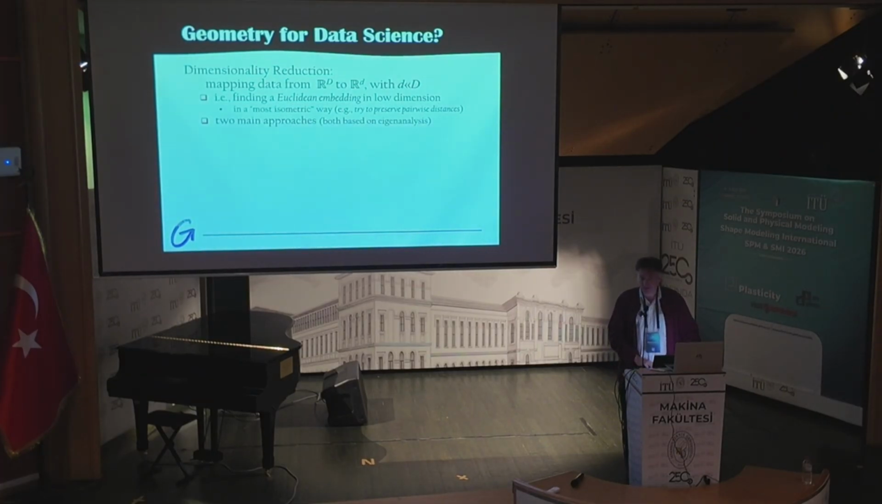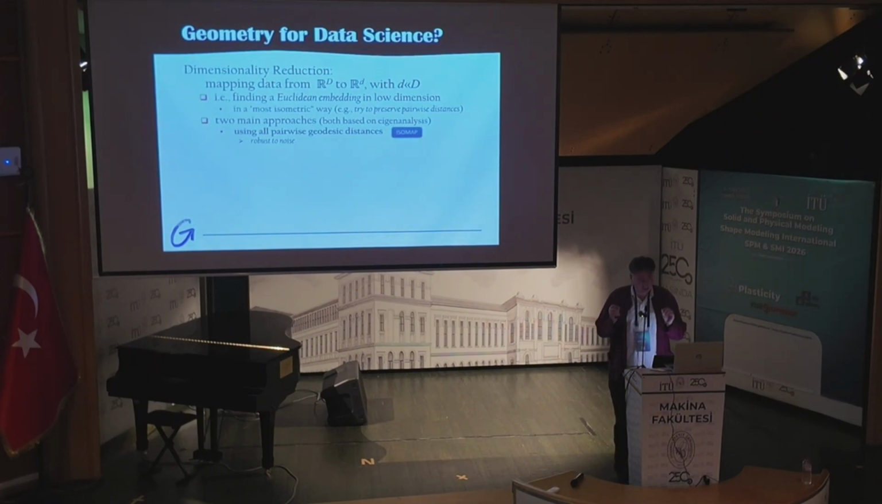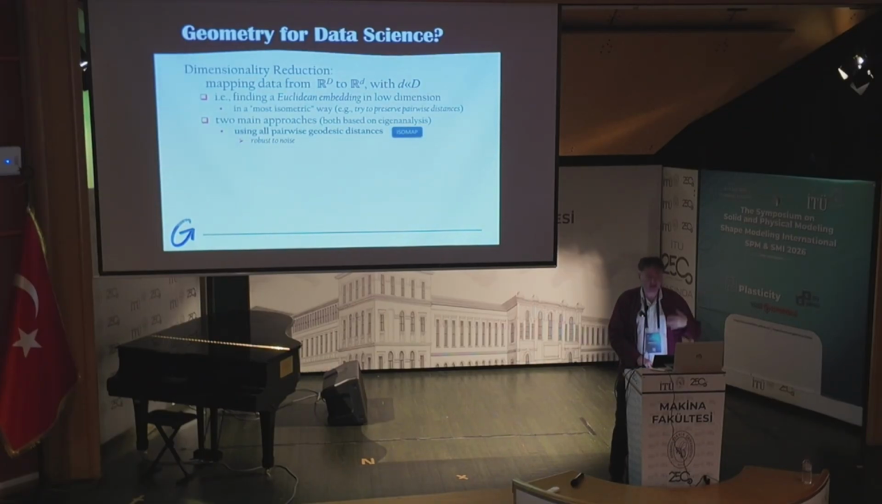And it turns out that people have done this already, all based in eigenanalysis. There's plenty of methods. There's a method that's called Isomap that takes all the geodesic distances between your data points, and then from this big matrix of all the distances between every pair of points, they find an embedding in a low dimension.